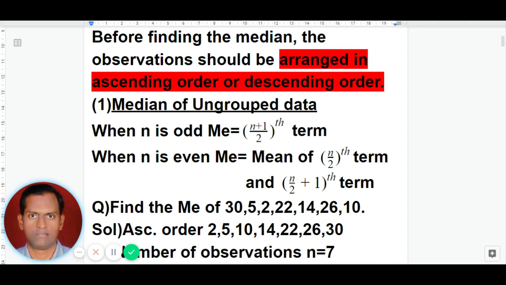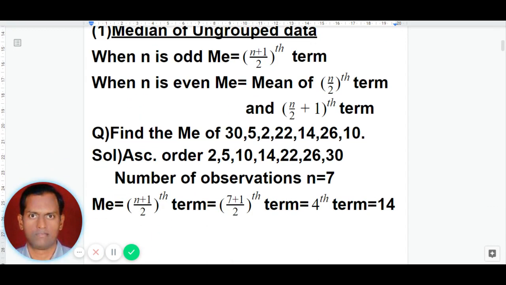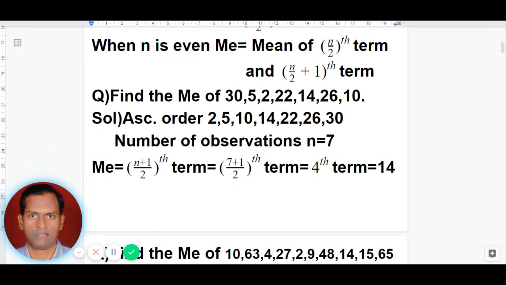Median of ungrouped data. When n is odd, median is equal to (n plus 1) by 2th term. When n is even, median is equal to the mean of n by 2th term and (n by 2 plus 1)th term. Let us do small questions.